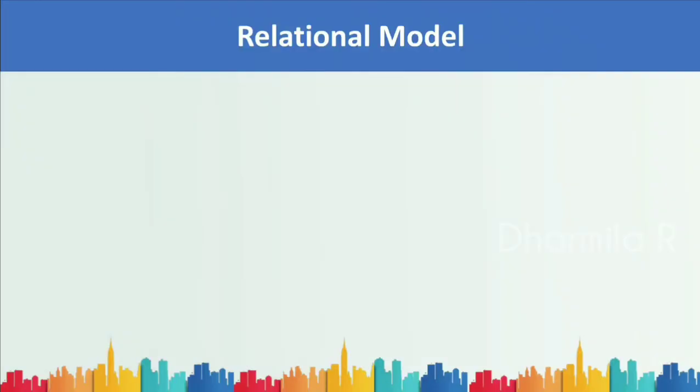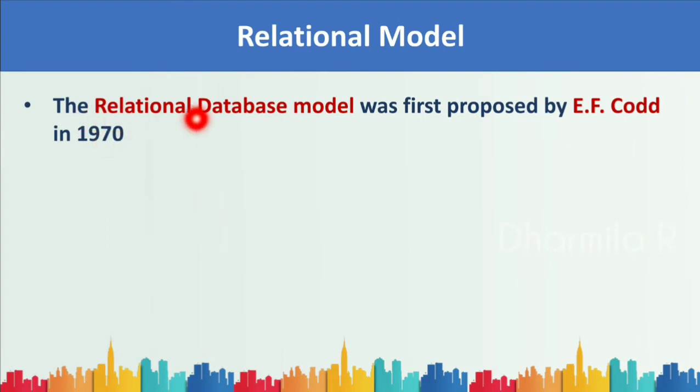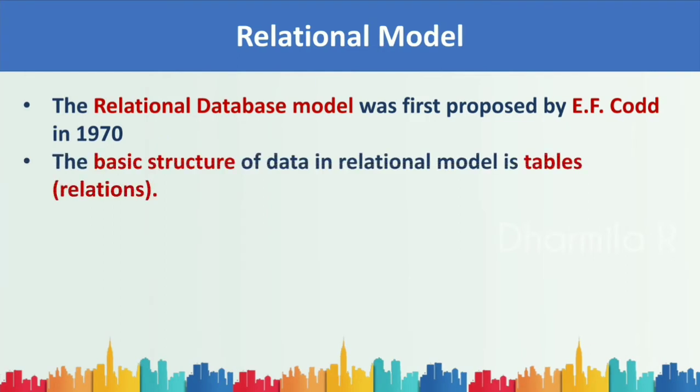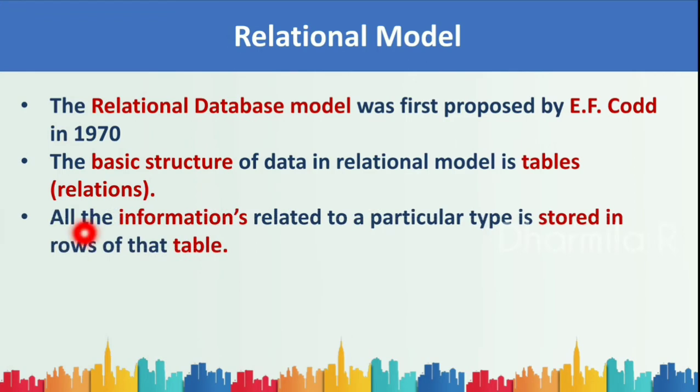So now let us move on to the next model, that is relational model. The relational database model was first proposed by E.F. Codd in 1970. The basic structure of data in relational model is tables. The other name of tables is relation. So that is the reason the model name is relational model. It is completely about tables. And all the informations related to the particular type is stored in a row of that table.